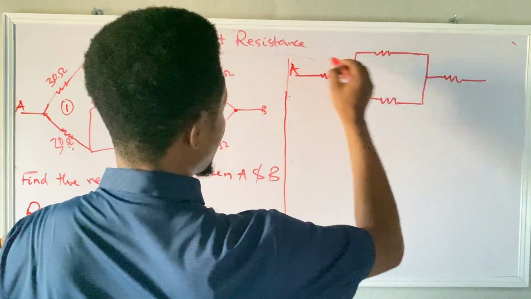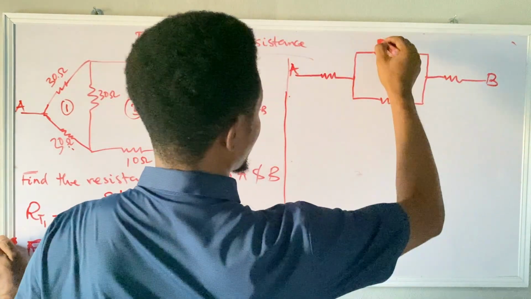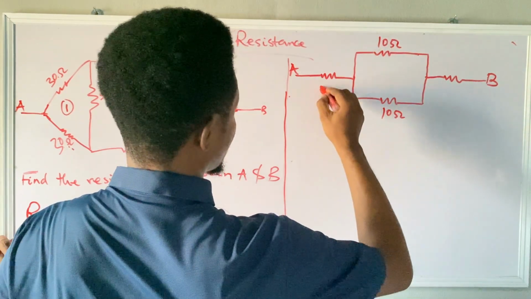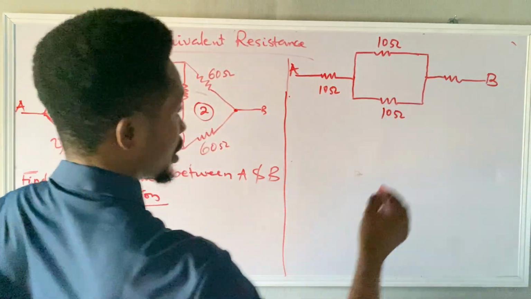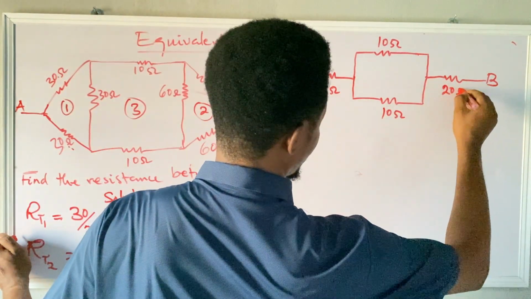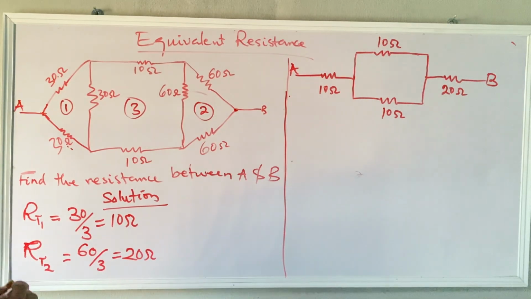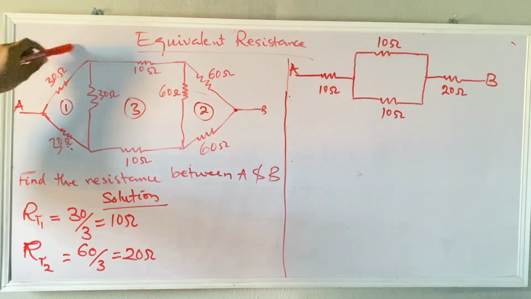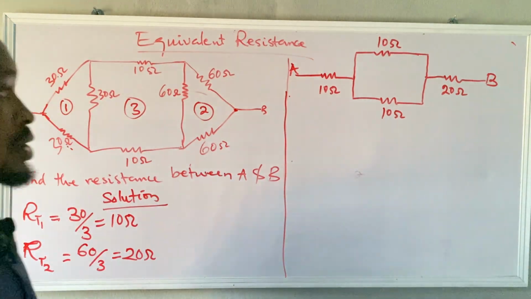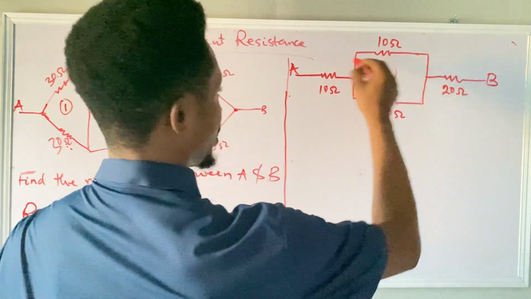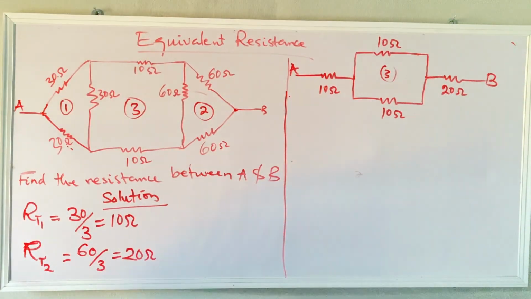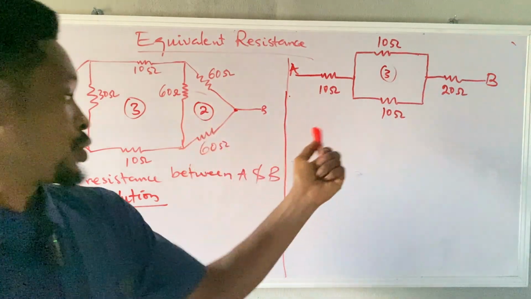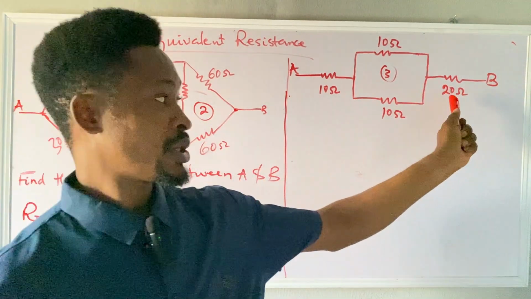This is our point A and this is our point B. This is 10 ohms, 10 ohms, 10 ohms, 20 ohms. Remember, this 10 ohms is what we've calculated for our loop 1. So this is still our loop 3. And then what we've calculated for loop 2, which is 20 ohms, is what we have here.